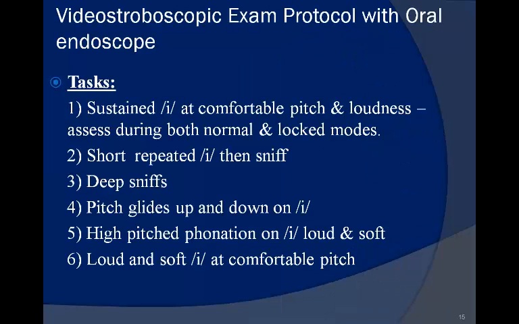When performing a video stroboscopic exam with a rigid scope, the patient will only be able to produce sustained vowels. The tasks we use for assessment are outlined in the slide. Typically, we begin with the bright halogen light in order to assess laryngeal anatomy and gross movements of the laryngeal structures. We then switch to the xenon or strobe light to assess vocal fold vibratory characteristics. Deep sniffs show vocal fold abduction, while short E, then sniff, shows alternating vocal fold adduction and abduction.